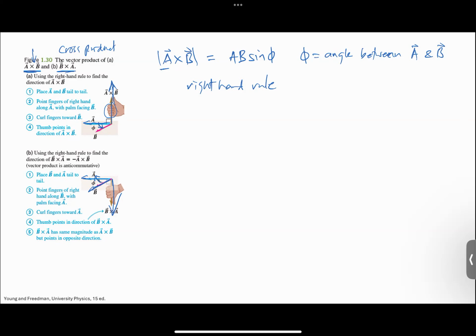Okay? So we can see here that A cross B is actually the negative of B cross A, because they are opposite in direction. This one points down, this one points up. Okay?